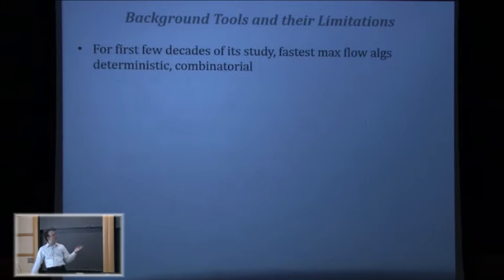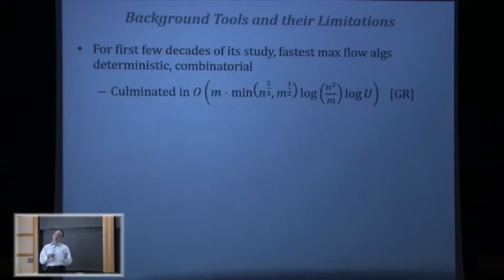For the first couple decades, the fastest MaxFlow algorithms really tended to be deterministic and combinatorial. They're sort of like add an edge, add a path, push flow along this, pull flow along that, kind of things, to grossly oversimplify. And those culminated in the best exact algorithm until recently, and actually for some parameter ranges still the best exact algorithm, which was the Goldberg-Rao. I'm going to encourage you to ignore many of the terms in that and just think of that as m to the 3 halves, just for simplicity.